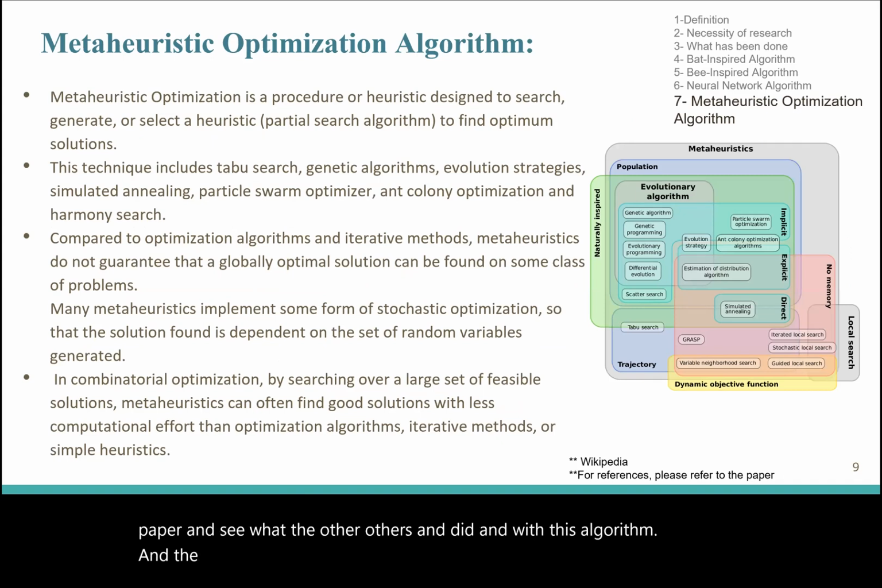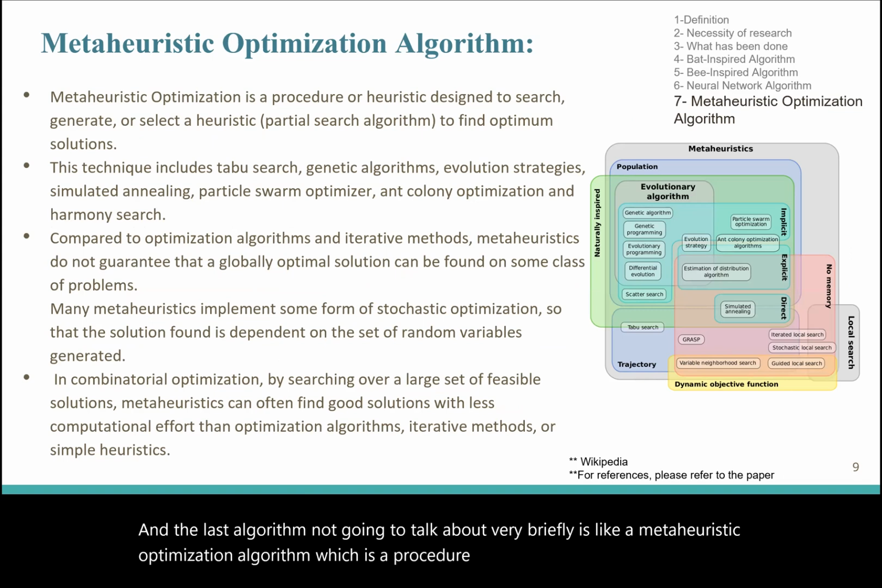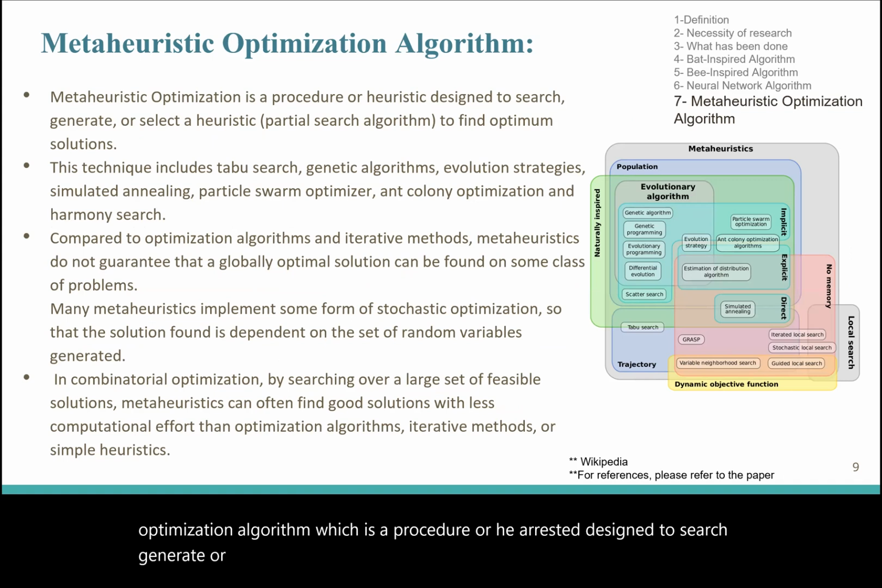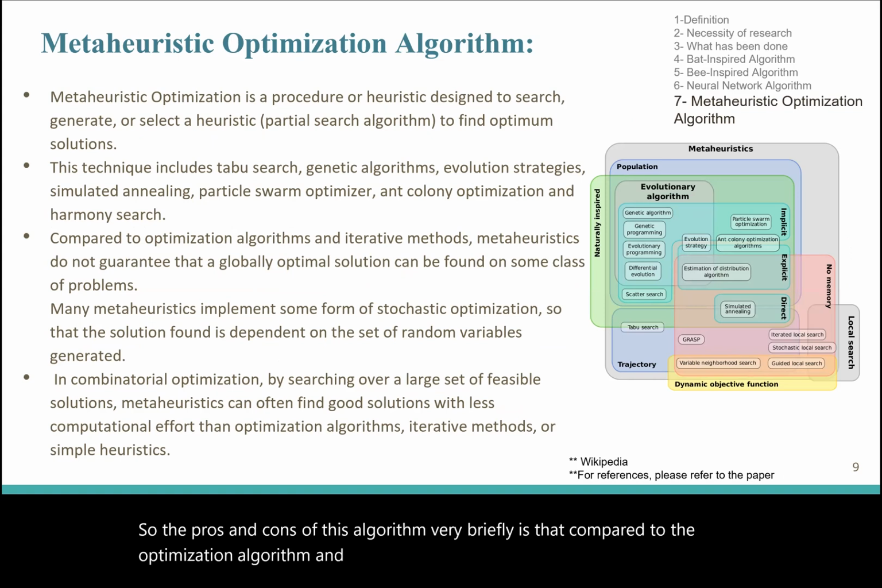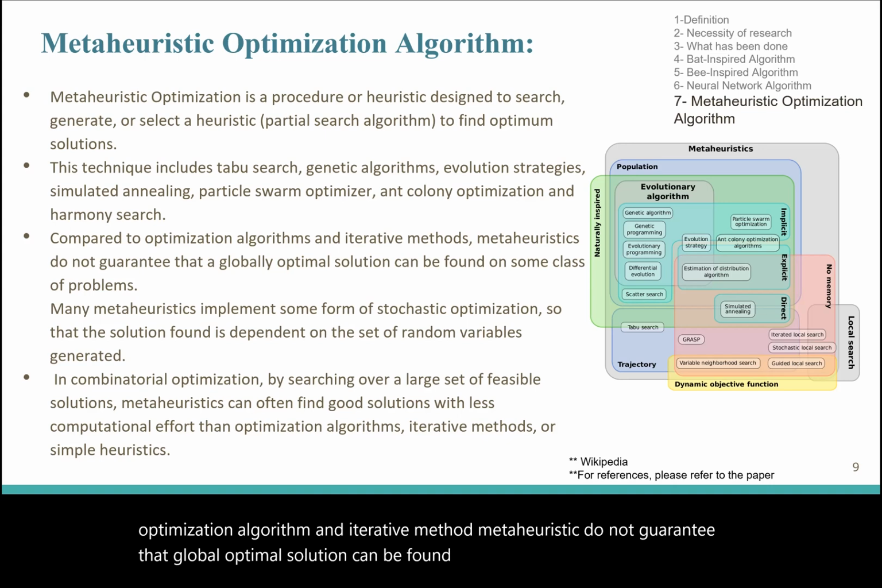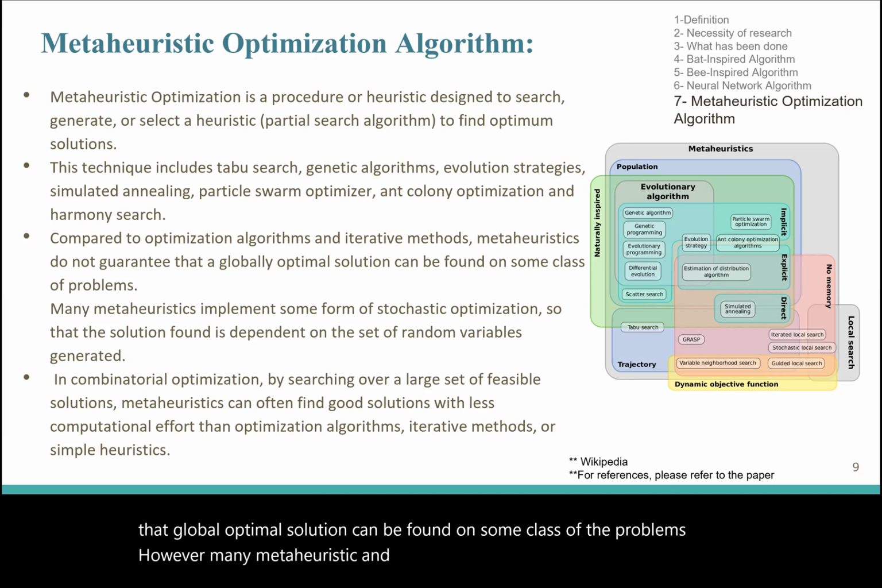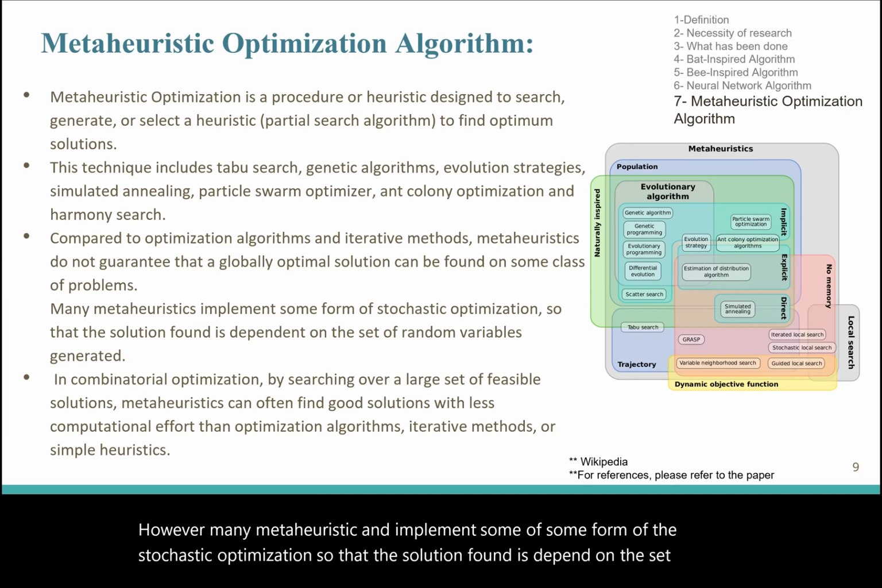And the last algorithm I'm going to talk about very briefly is the metaheuristic optimization algorithm, which is a procedure or heuristic designed to search, generate, or select a heuristic to find an optimum solution. So the pros and cons of this algorithm, very briefly, are that compared to optimization algorithms and iterative methods, metaheuristics do not guarantee that the global optimal solution can be found on some classes of problems. However, many metaheuristics implement some form of stochastic optimization, so that the solution found depends on the set of random variables generated.